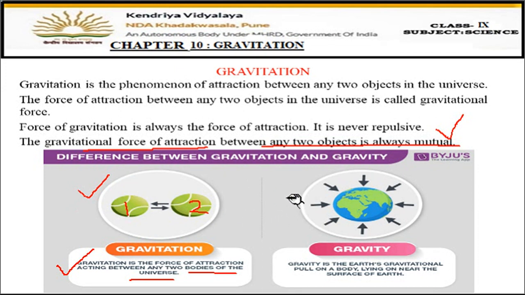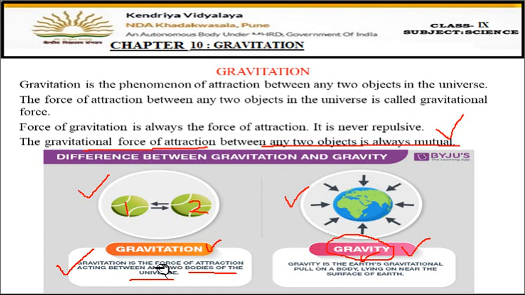And gravity: when one of the two bodies is the earth, then we can directly use the word gravity. Otherwise, we have to use the word gravitational force or gravitation. When the earth is pulling some other object, then you can use the word gravity. But if the earth is not involved, then we have to use gravitation, right? Gravitational force or simply gravitation.